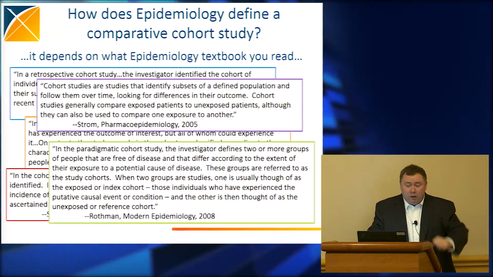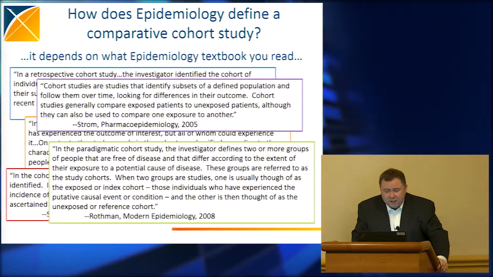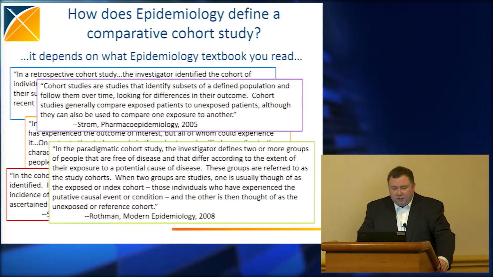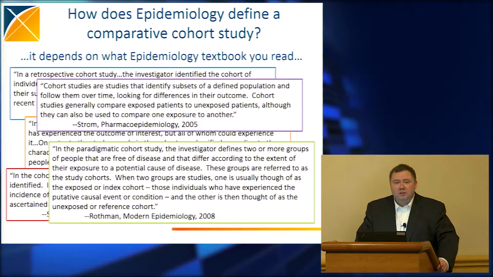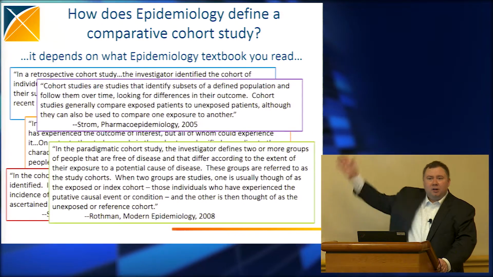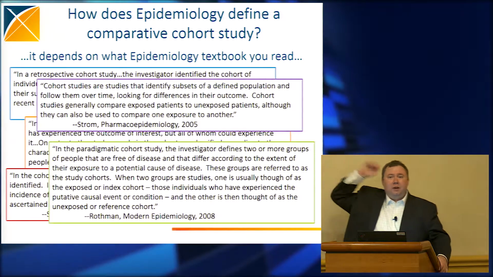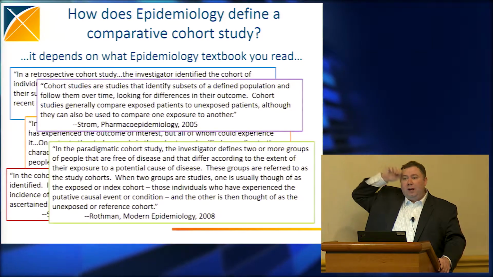Ken Rothman's textbook says in the cohort study, the investigator defines 2 or more groups of people that are free of disease and that differ according to the extent of their exposure to a potential cause of disease. These groups are referred to as study cohorts, plural. When 2 groups are studied, one is usually thought of as the exposed or index cohort, those individuals who experience the putative causal effect or condition, and the other is then thought of as the unexposed or reference cohort. So this is the Rothman definition. How many does that resonate with? A few more hands. Okay.